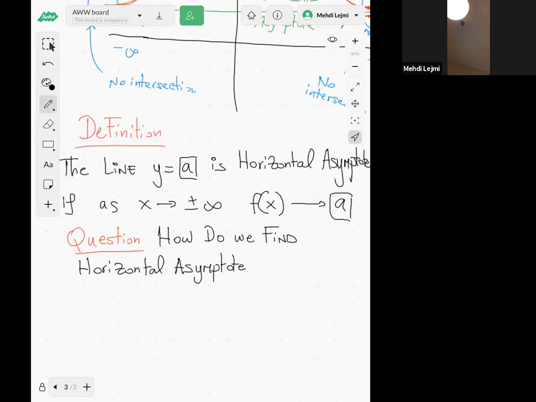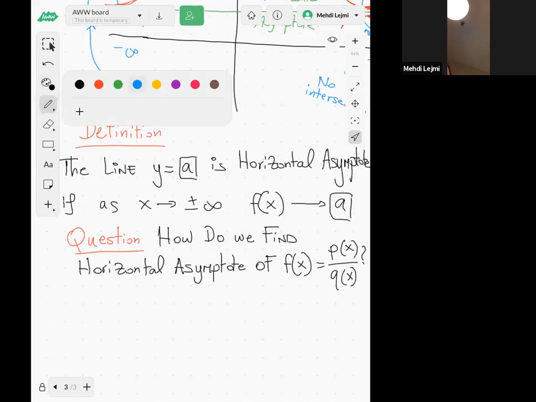of the rational function f of x equal to p of x over q of x? F is a rational function, p and q are polynomials. Well, there are 3 cases. Case 1: if the degree of p, the degree of the top, is strictly larger than the degree of the bottom, then there is no horizontal asymptote.